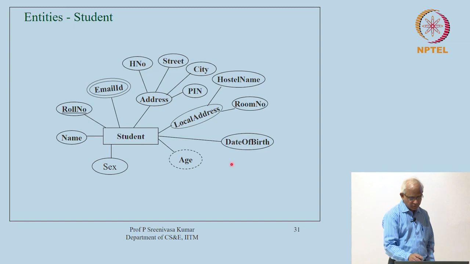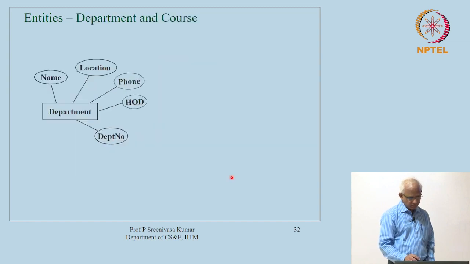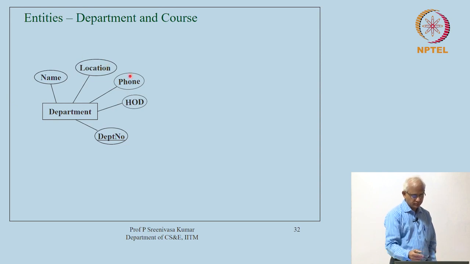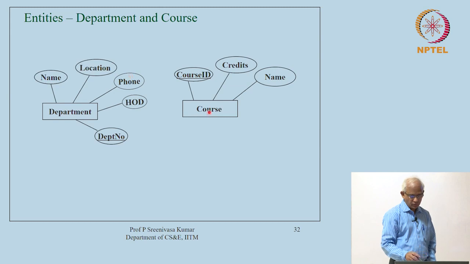So, we typically draw it like this. Then we have the department. Department has a department number which serves as the key attribute, and it is headed by a professor. So, we capture that through a HOD attribute, and then name of the department, location, phone number. Course entity: course ID, credits and name.